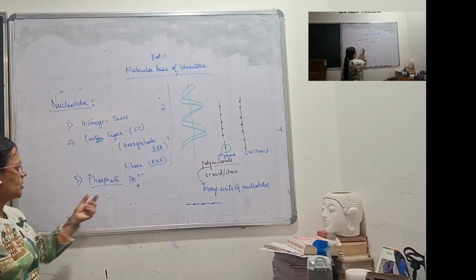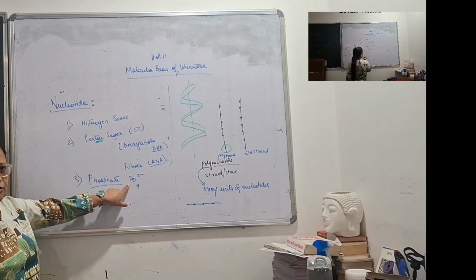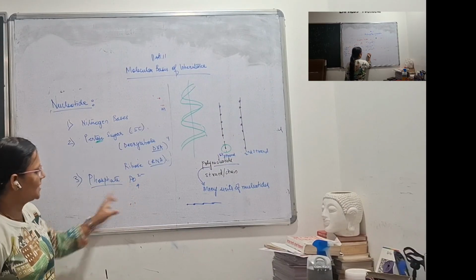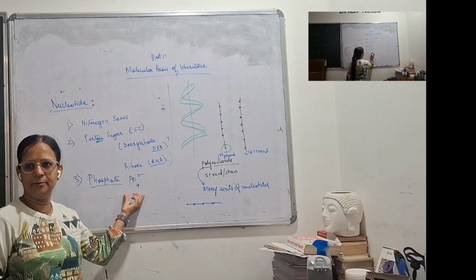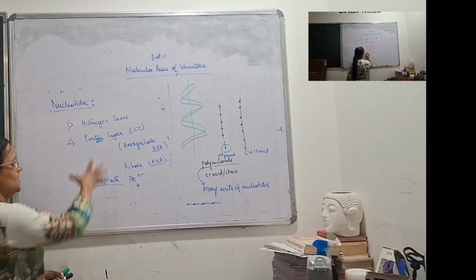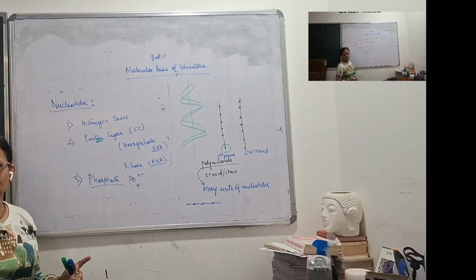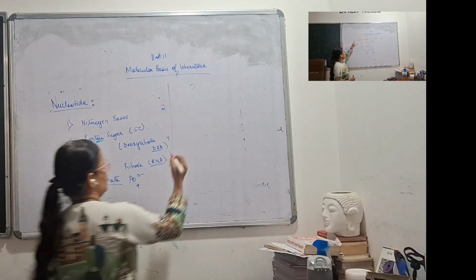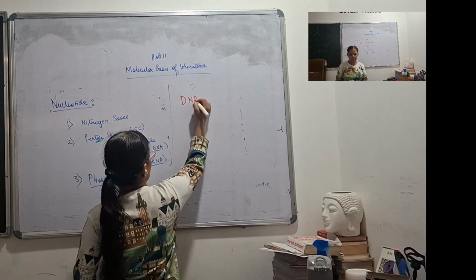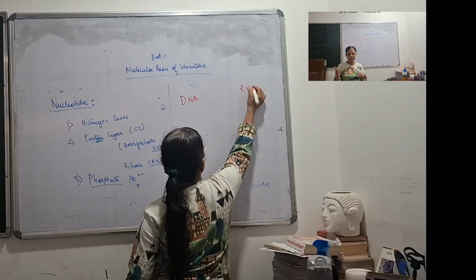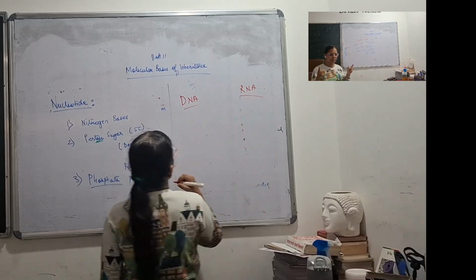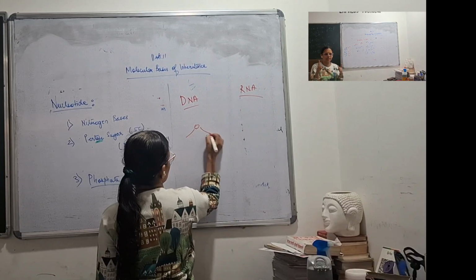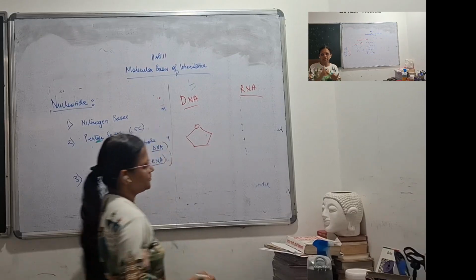So same way, when I mix oxygen with phosphorus, inorganic phosphorus, it gets converted to phosphate. Now, these are the three basic components in nucleotide. Simultaneously, we will study a comparative account of DNA and RNA sugars, right? Now, it's a 5 carbon sugar, right?